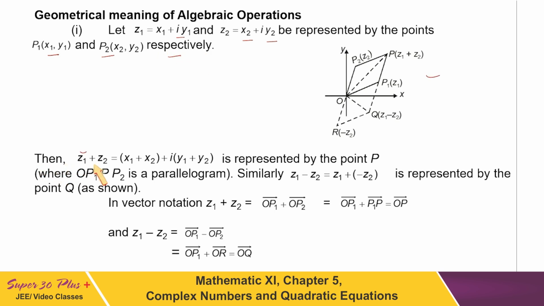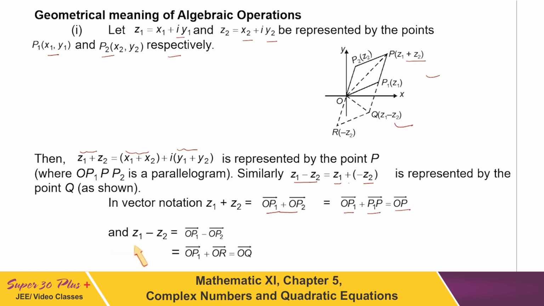Then z1 plus z2 is equal to x1 plus x2 plus iota (y1 plus y2), represented by the point P, where OP1PP2 is a parallelogram. And similarly, z1 minus z2, or you can write z1 plus (minus z2), is represented by the point Q as shown in the vector notation. z1 plus z2 is equal to OP1 vector plus OP2 vector, which is equal to OP1 plus P1P, and is equal to OP vector.